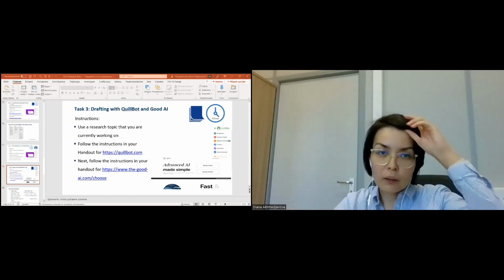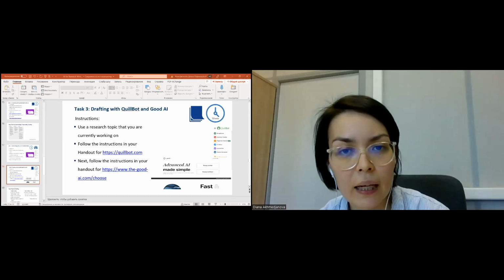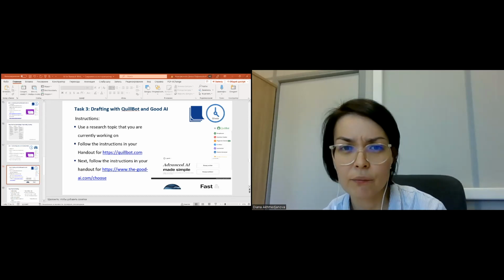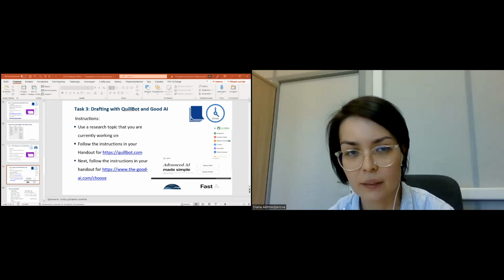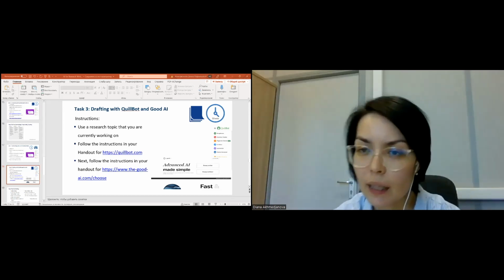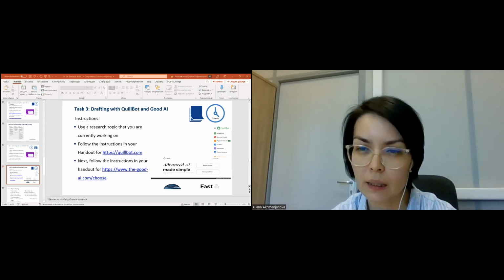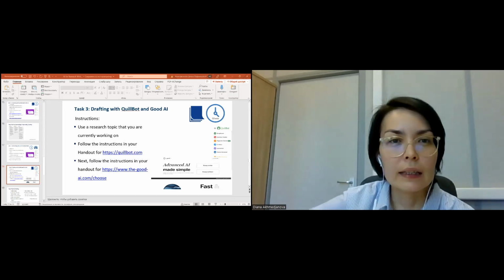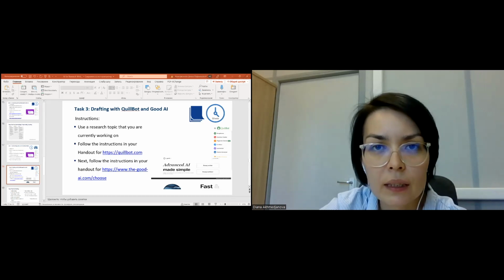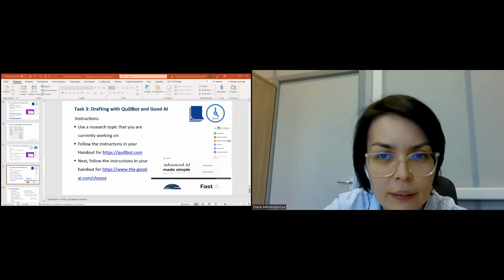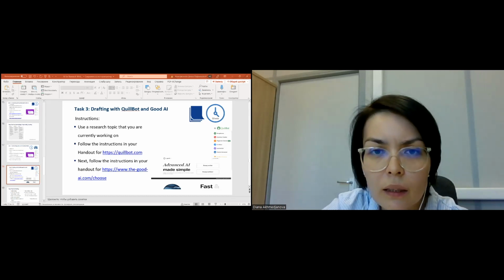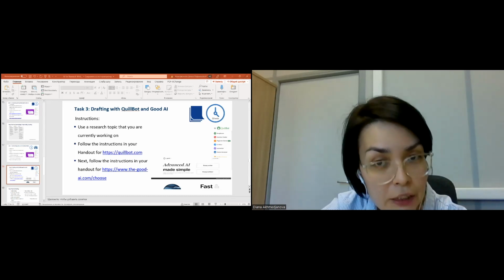Yeah, one thing about Good AI is that the free version is limited to 150 words. So you have to be creative if you want to use it for longer texts. Yeah, with references, QuillBot does have this opportunity, I guess, but I'm not sure if it's for the paid version. It says create accurate citations for free.